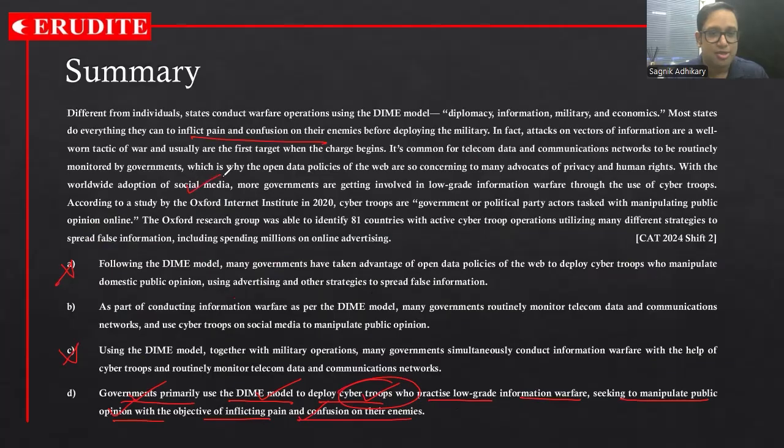Again, on that front, we see that cyber troops are mentioned. We don't see any mention of social media. We don't see any mention of monitoring of telecom and communications data. So B, mentioning all three, monitoring telecom and communication data, social media, cyber troops, is still better than option D. So by that comparison, we find that D can also be eliminated. Thus we have B, which is the best choice.